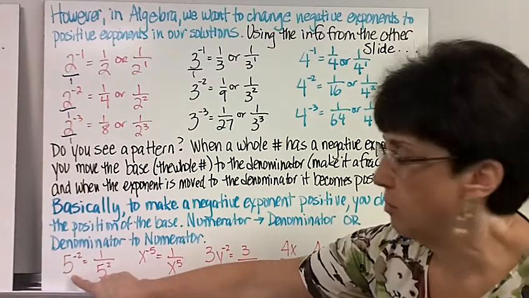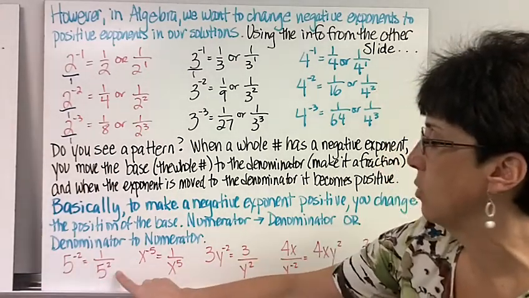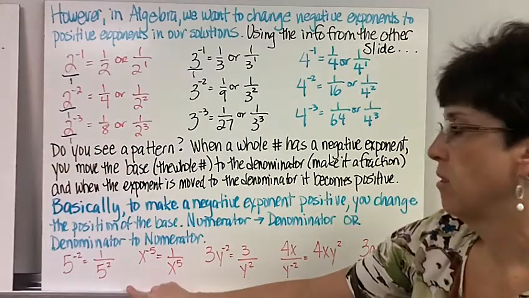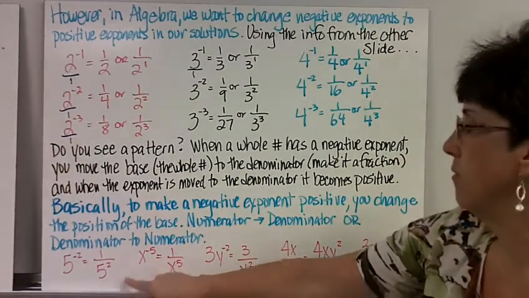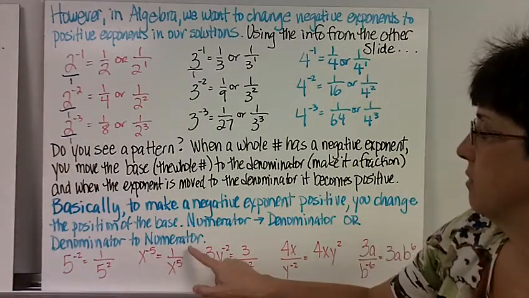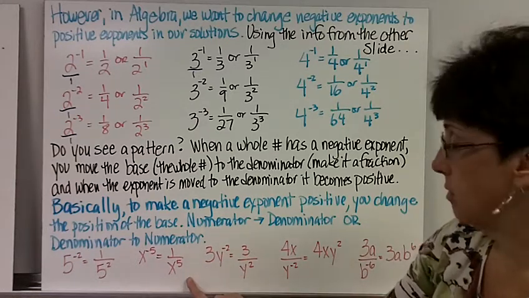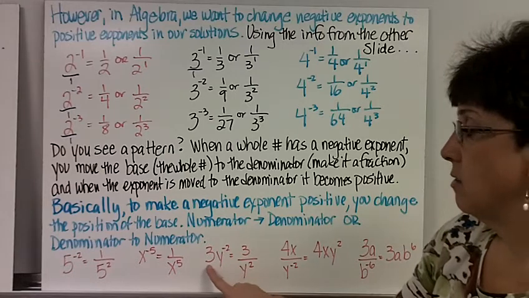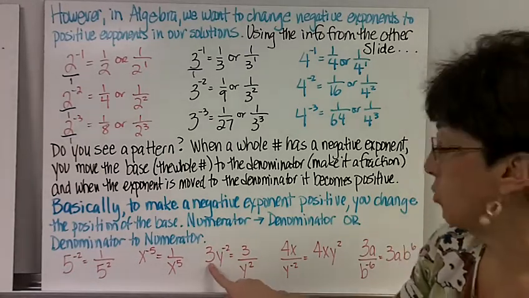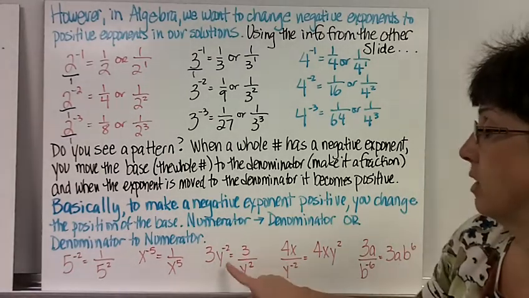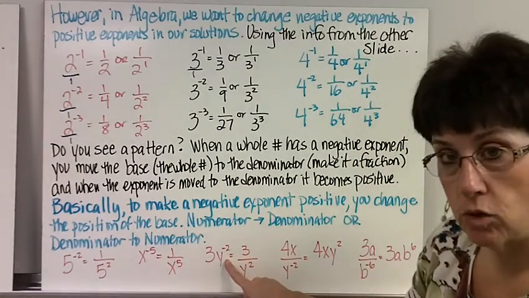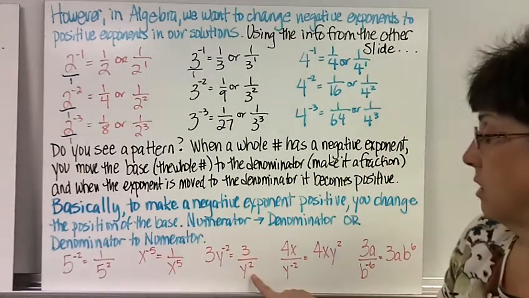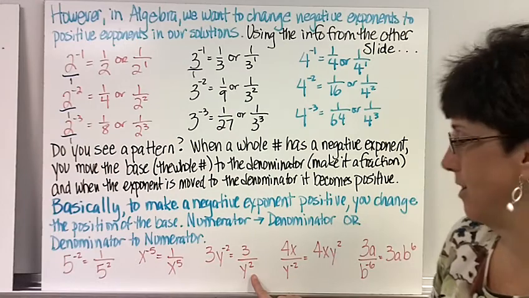So let's just do a couple. 5 to the negative 2 becomes 1 over 5 squared. You could write that as 1 over 25. x to the negative 5th becomes 1 over x to the 5th. 3y to the negative 2. Now the 3 does not have a negative exponent, so the 3 stays in the numerator. But to make the negative exponent positive, the y squared goes down in the denominator. That's kind of tricky, huh?